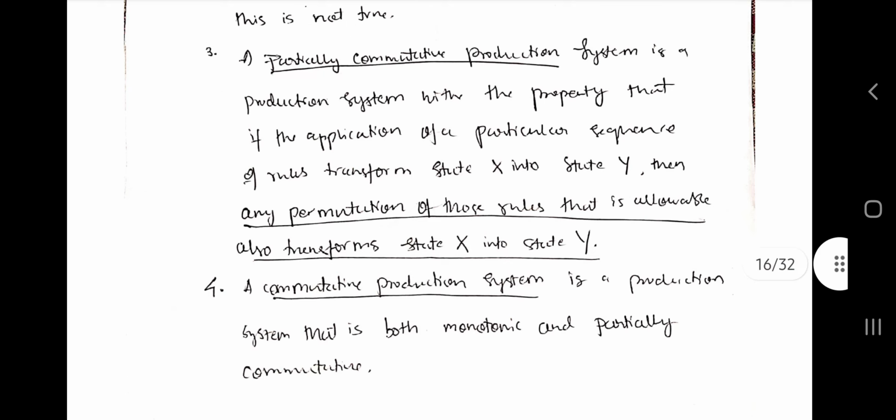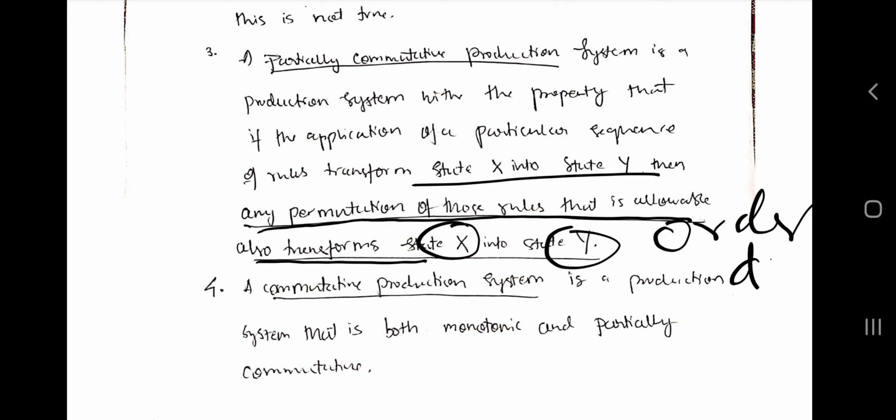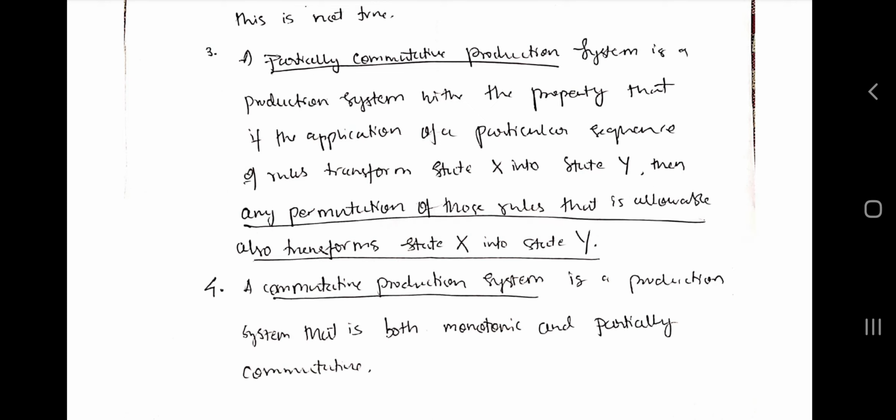Here we have the production system's rules. If a rule transforms state x into state y, then any permutation of those rules that is allowable also transforms state x into state y. So the order does not matter. Keep this in mind: order does not matter. That is the main key point, and that is partially commutative. The last one is very simple: commutative means both partially commutative as well as monotonic. So 100% is done here.